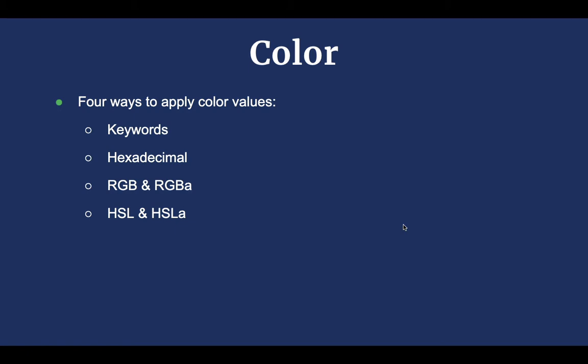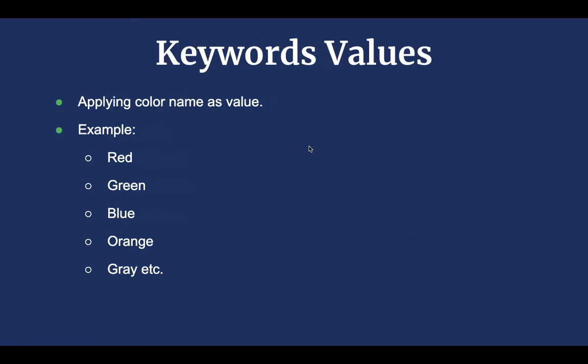Probably we all know that colors are the combination of RGB, that is red, green and blue. So all the 4 ways are just the representation of RGB colors. By mixing different shades of RGB colors, millions of colors can be created. Alright, let's see first keyword values. Keyword values are just to say the name of the color which we want to set within CSS. For example, red, green, blue, black, etc.